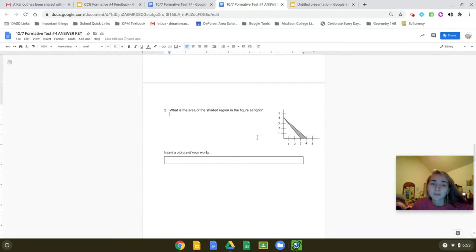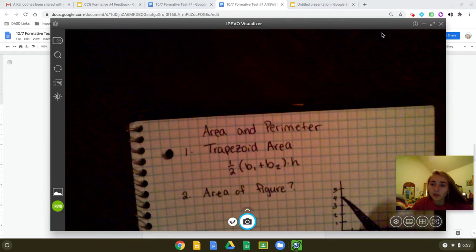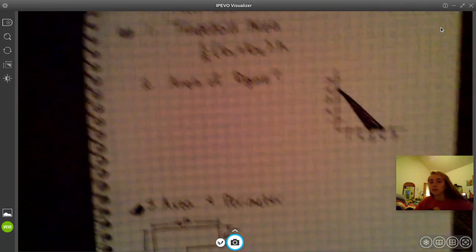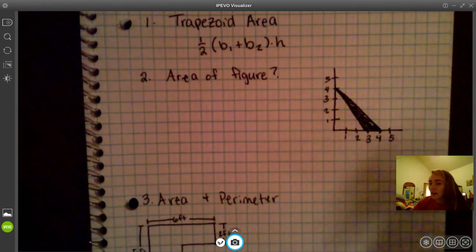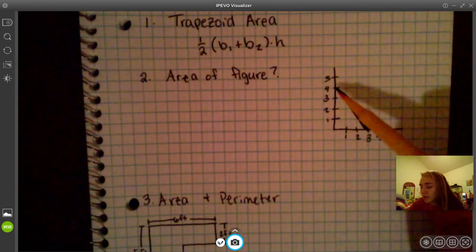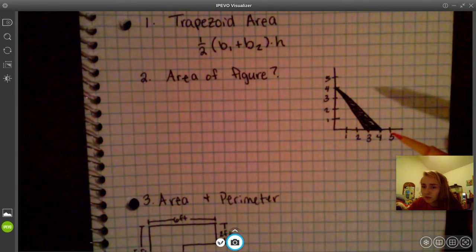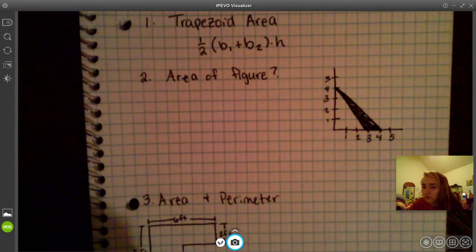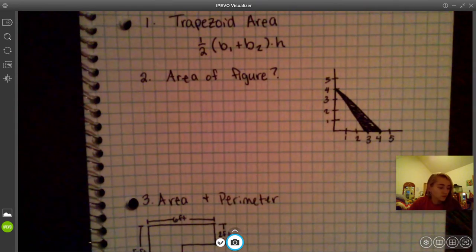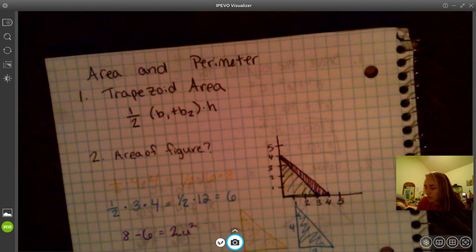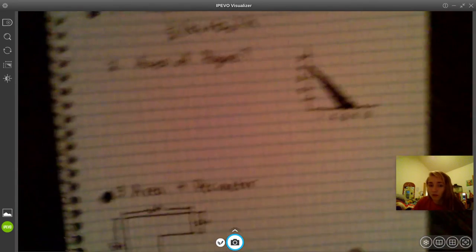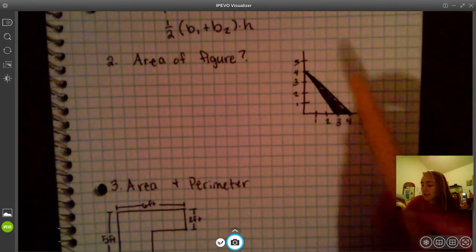Now it wants me to figure out what the area of the shaded region is. So I've drawn it here on my paper. If I want to know the area of this figure, how am I going to figure it out? Trying to figure this out, I see that it is a triangle.